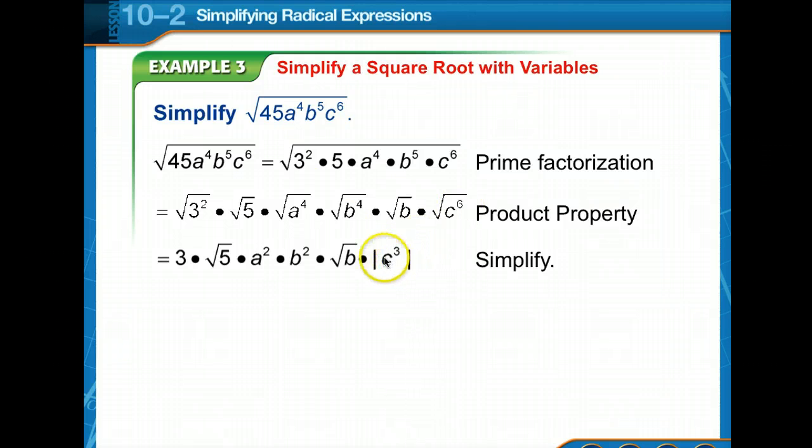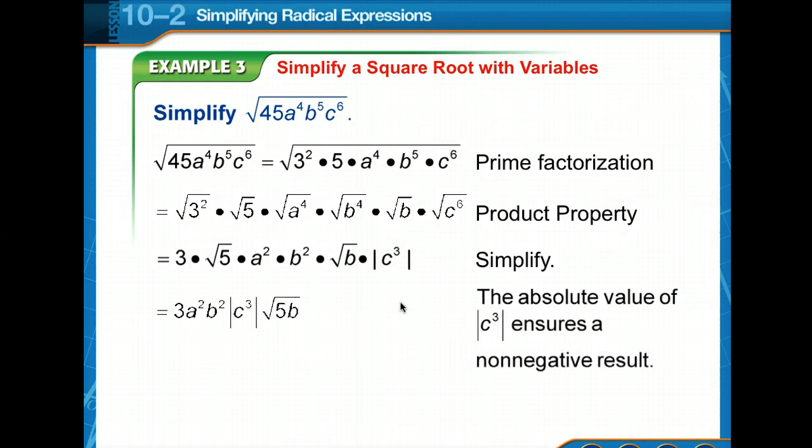The reason we do that is because, remember I talked to you about the index. If there's no number here with the square root, we know that's a 2. So that's an even number underneath the radical sign. But our answer when we bring it out is an odd number. So whenever we've got even, and our answer comes out to odd, we're going to put absolute value signs around it. That ensures that the absolute value of c to the 3rd ensures a non-negative result.